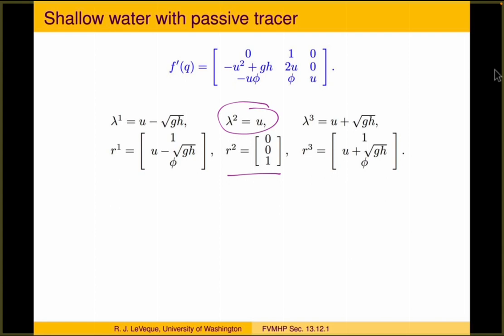which means that a wave in this family corresponds to a jump in phi, but no jump in h or hu. So as we expect, since this tracer is not supposed to be affecting the fluid dynamics at all across the wave that is modeling the tracer motion, there's no jump in depth or momentum. There's only a jump in the value of phi.